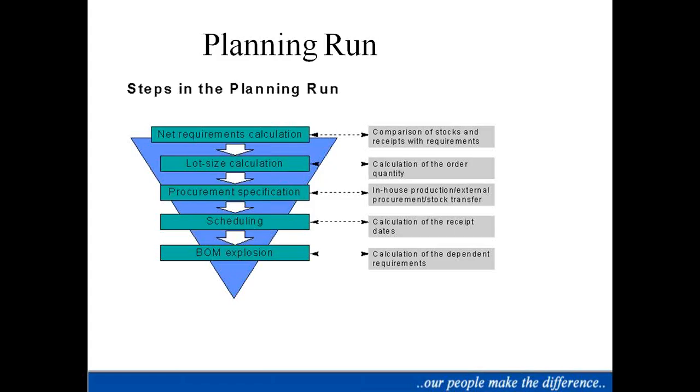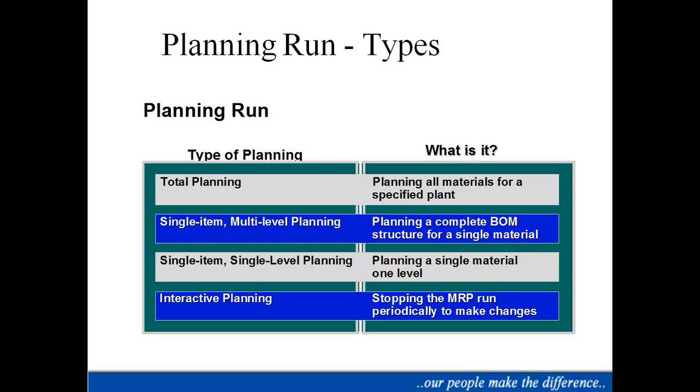So all these 5 steps are mandatory steps, and they will calculate for each and every material whenever an MRP run is taking place. Okay, coming to the next part of it. What are the different MRP options available?